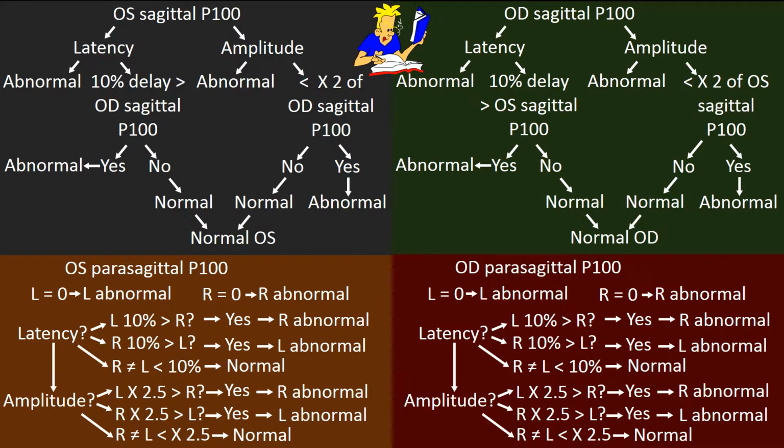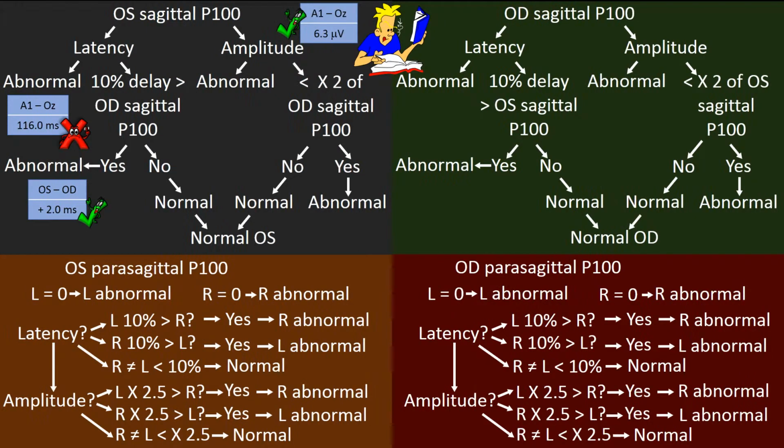This is the analysis chart. The sagittal P100 absolute latency is abnormal, which I am indicating by the red X. The latency difference between the left and the right side of P100 was normal. The sagittal P100 amplitude after left eye stimulation was normal. The amplitude difference between the left sagittal P100 and the right sagittal P100 was normal.